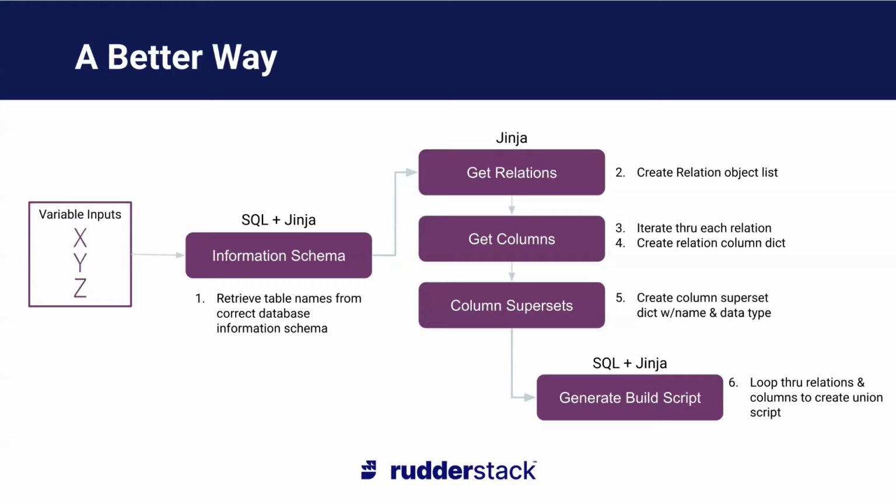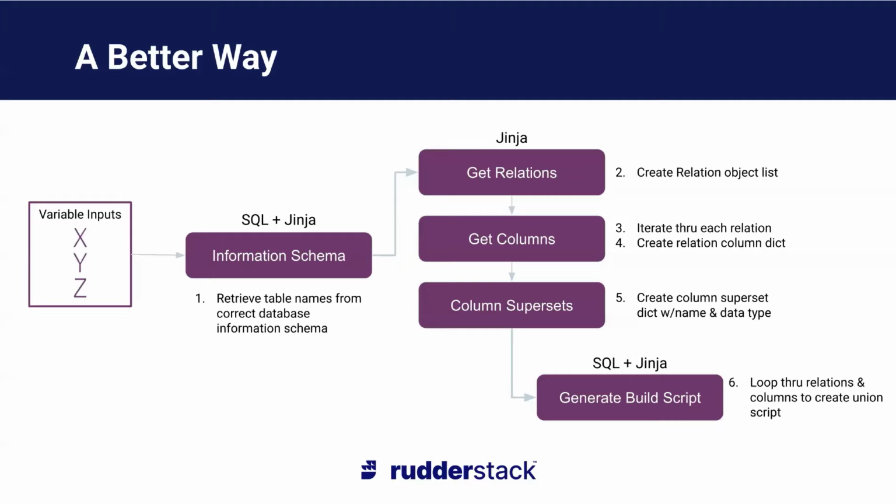And then what you're doing when you're actually generating the build script is you're looking through both of these dictionaries and you're saying, okay, if this relation has this column, then we're good to go. If it doesn't, we'll cast a dummy column as a null value with the right data type, and we'll, more or less, add that to that.